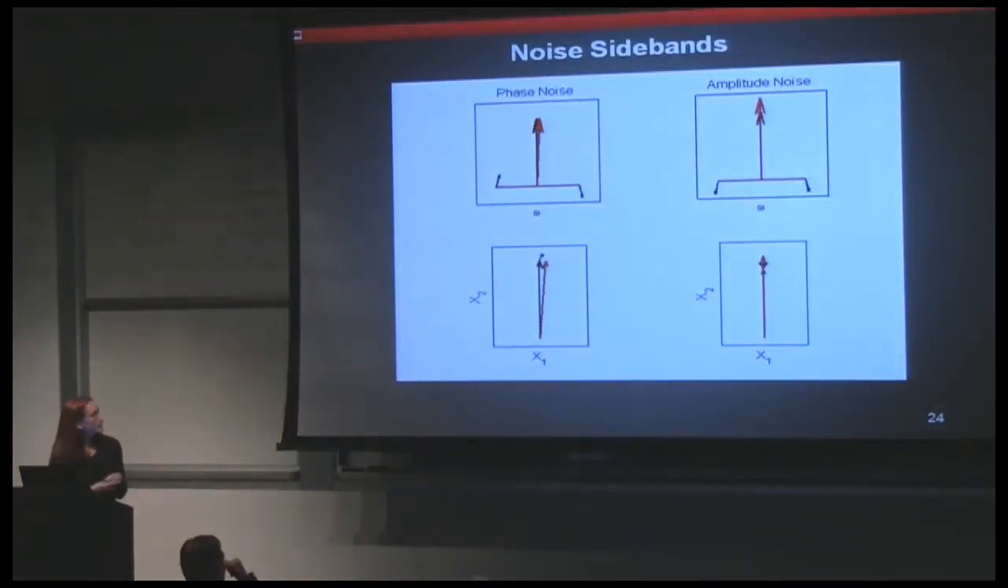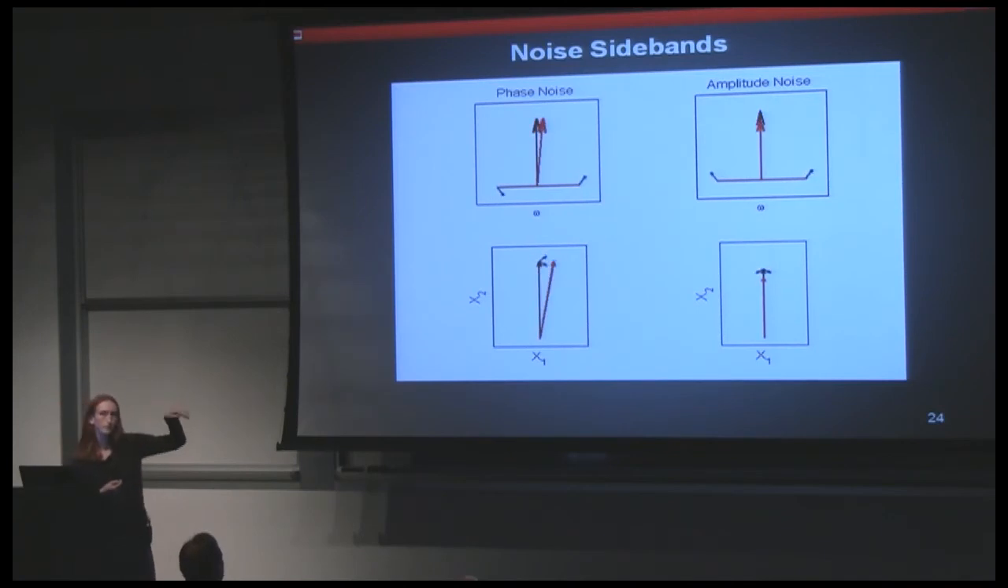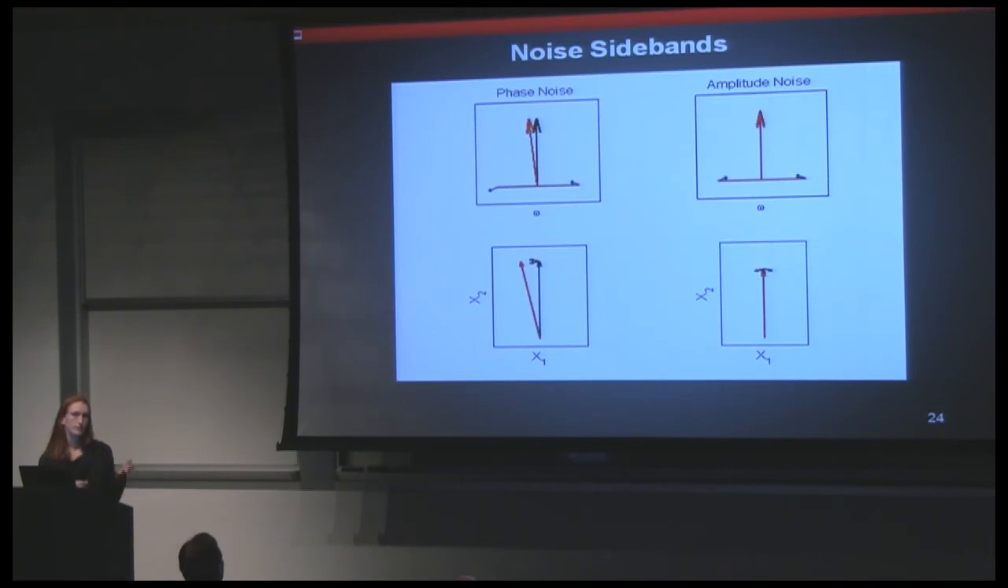So in the plane of x1 and x2, we just have the sidebands that rotate around the carrier, and you see that we're adding phase noise on the left, but we're not adding any amplitude noise. And then on the right, the two sidebands are in phase. That means that they add amplitude noise, but they don't add any phase noise. So this is just classical amplitude modulation and phase modulation.